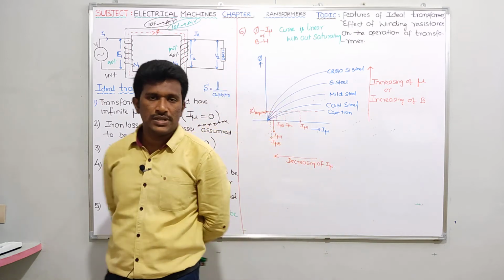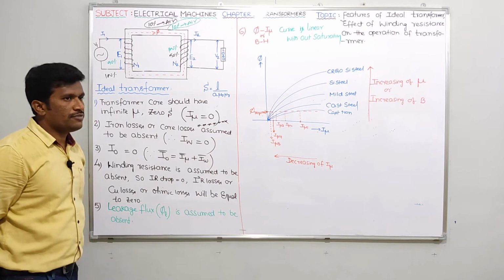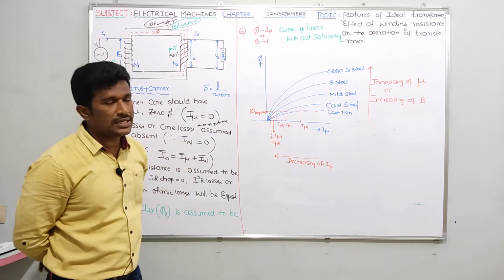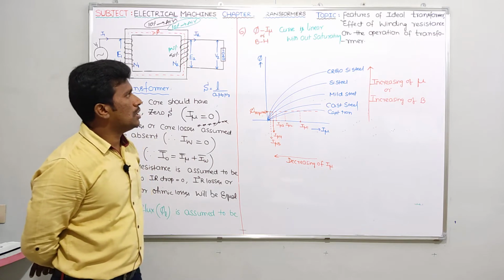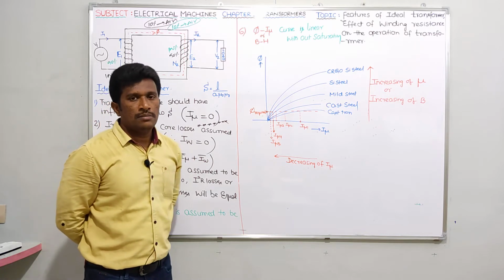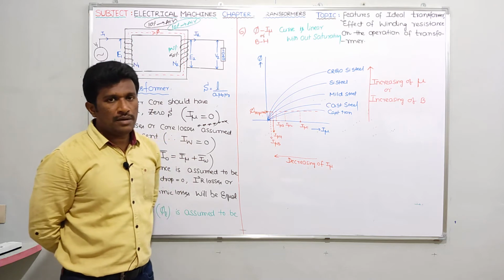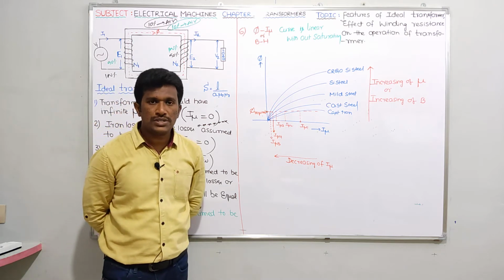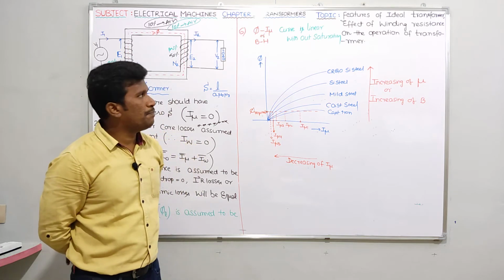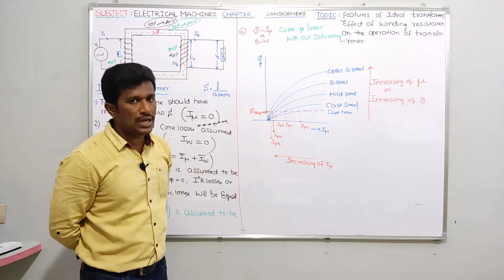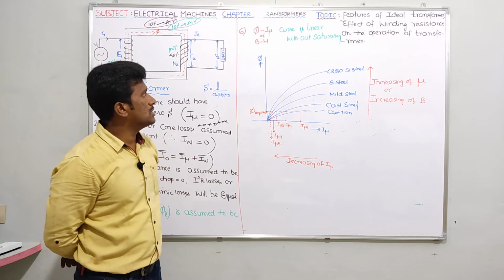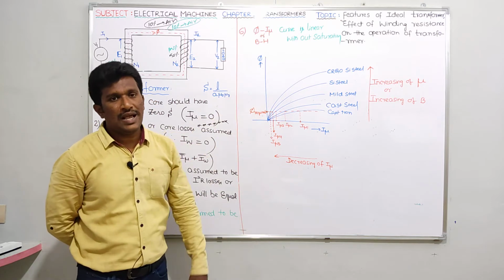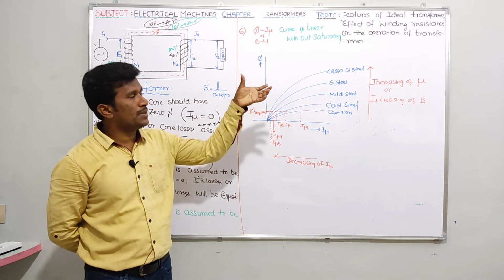Is it clear, guys? Very simple. If a transformer core is made up of a magnetic material whose non-linearity and saturation is absent, at that time the phi versus I mu curve is linear without saturation. But practically, any magnetic material will have non-linearity and saturation. Because of that, the phi versus I mu curve is not linear. We will discuss that in future as a separate topic.